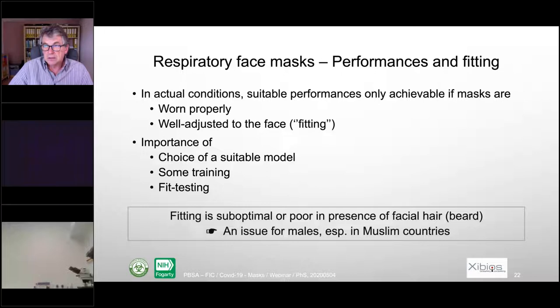And of course, it's not so obvious in Muslim countries to convince males not to wear a beard just because they need to wear a mask for some of their activities. So it can be an issue like in a country like yours.